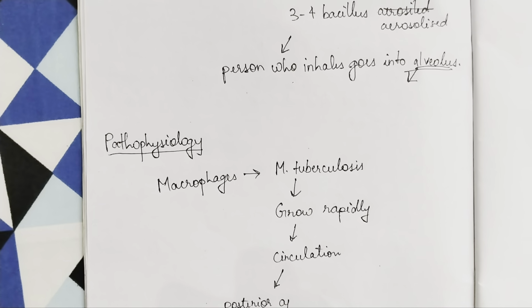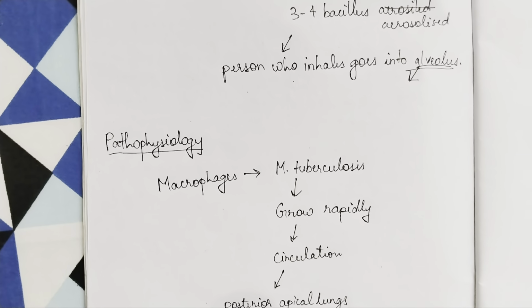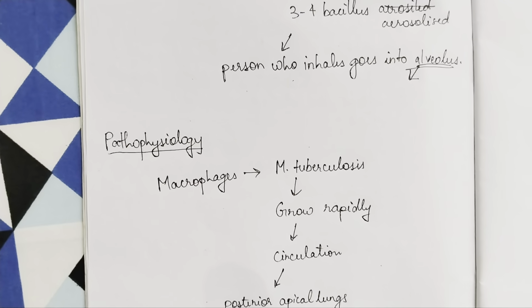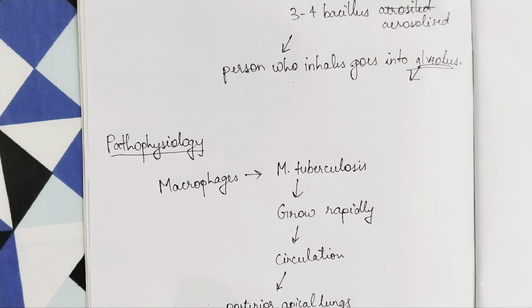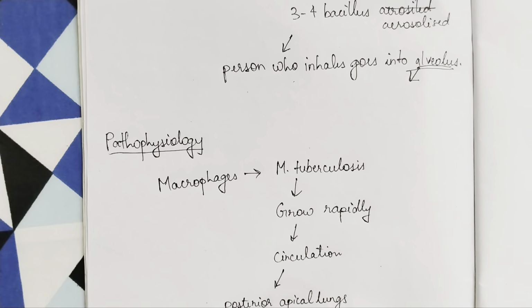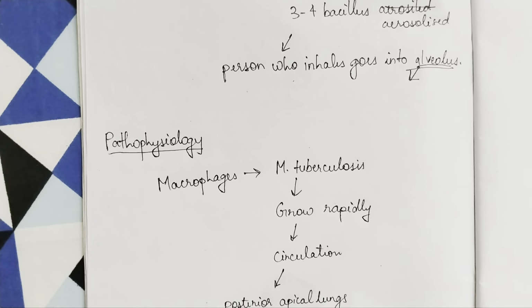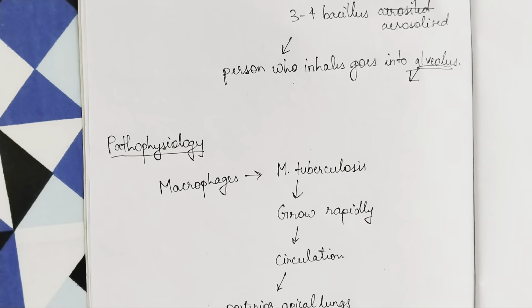apical region of the lungs. Why does it go into the posterior apical region of the lungs? Because of two main reasons. First, it is rich in oxygen, and Mycobacterium tuberculosis needs a high amount of oxygen. It is an aerobic bacteria, rich in O2. And the second reason is that the immune system is very low there, meaning immune cells are very low there. So that's why it goes and resides there.